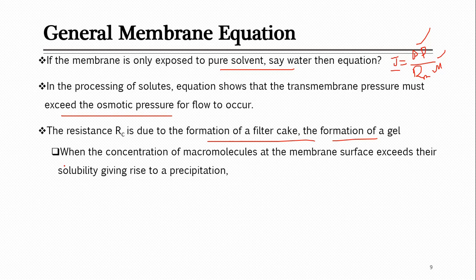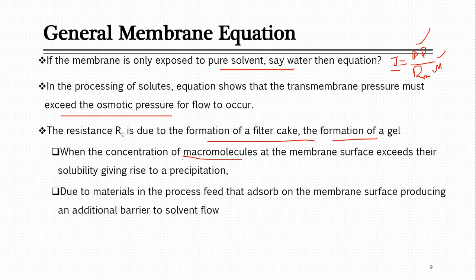Actually, macromolecules, large molecules, for example sugar molecules present inside water, or any other molecule present in water as an impurity, or you can consider it as a solute. If the concentration of those molecules on the membrane surface exceeds their solubility, because they were initially soluble in the water, but as water is leaving the system when you are filtering, the solute concentration will start rising. Then they start accumulating on the surface of the membrane and make a filter cake.